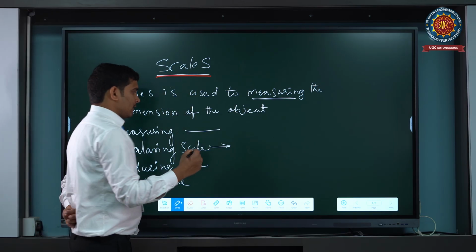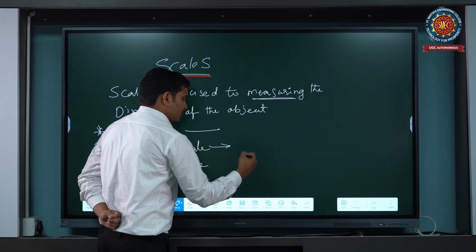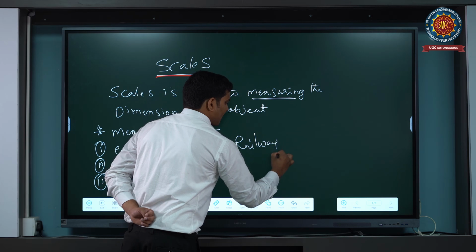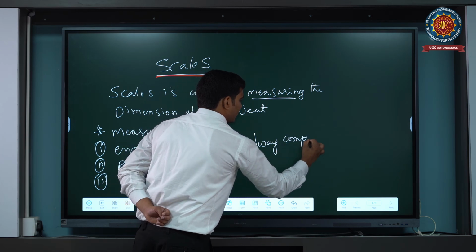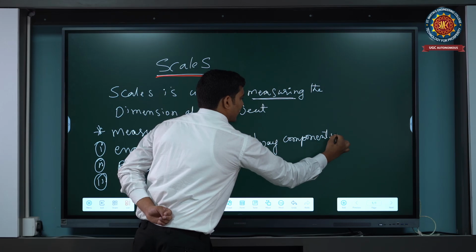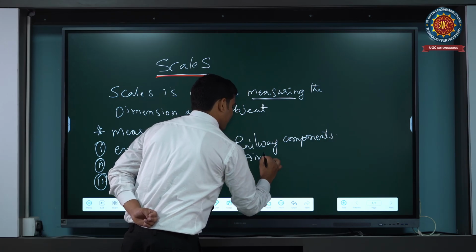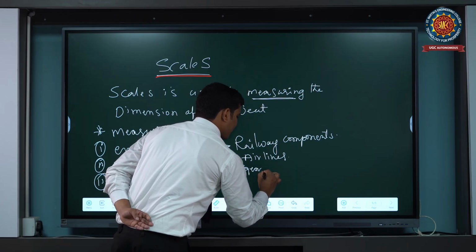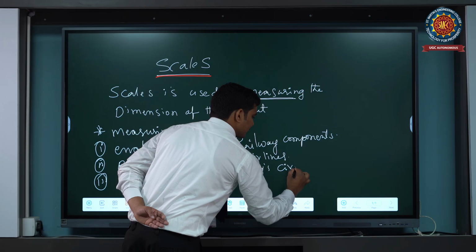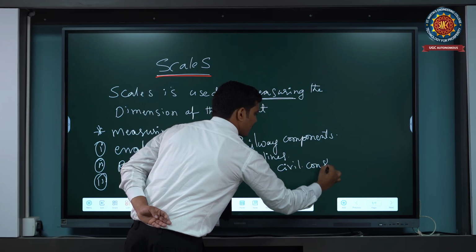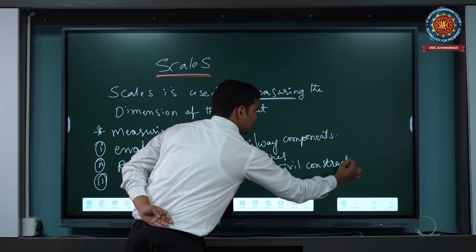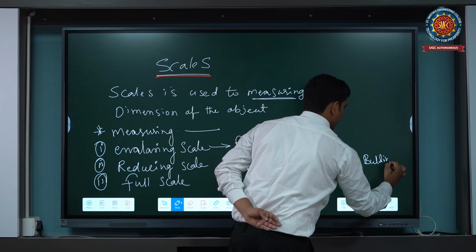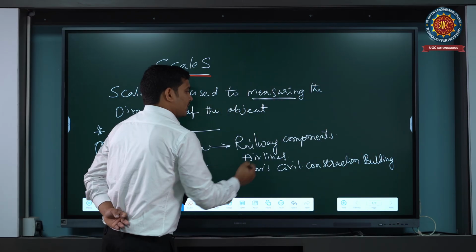First, the enlarging scale. We need the enlarging scale to manufacture railway components, airlines, gears, and civil construction buildings.